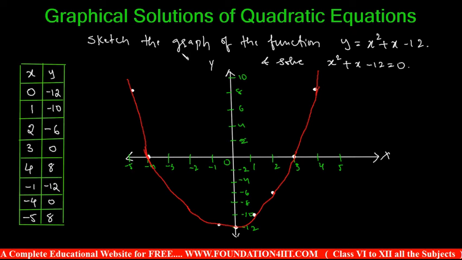This equation is y is equal to x square plus x minus 12, and the equation of this graph. The solution of the equation x square plus x minus 12 is equal to 0 is found by putting the value of y equal to 0. So wherever y is 0, here y is 0 for 3 and for minus 4. It's touching at 3 and minus 4. So where this graph touches the x-axis, they are the solution. So from this you can write the solution set: 3 comma minus 4 is the solution set.